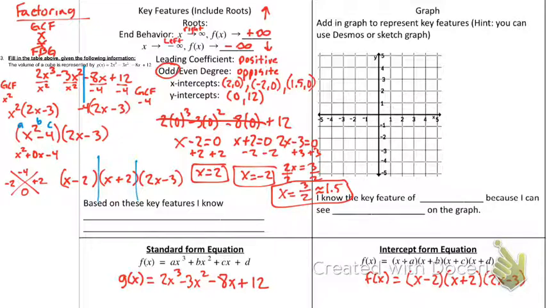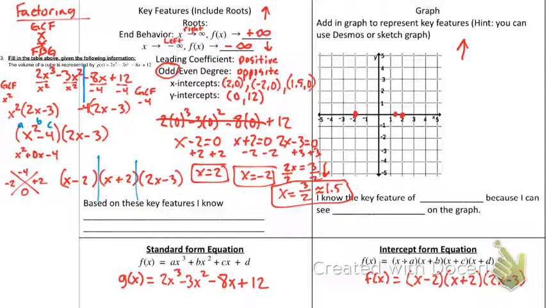Okay, so we have all the information we need. Let's graph these. We know our right side is going up, so I'm going to put a little arrow here. We know our left side is going down, so we'll put a little arrow here. We have to connect these 2 arrows and put these points in. So 2 comma 0 is here, negative 2, 0 is here, and 1.5, 0 is there.